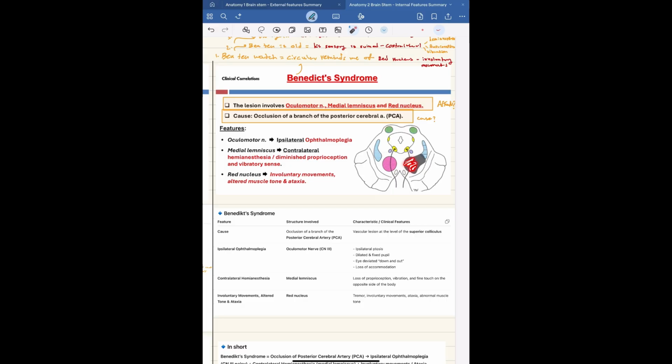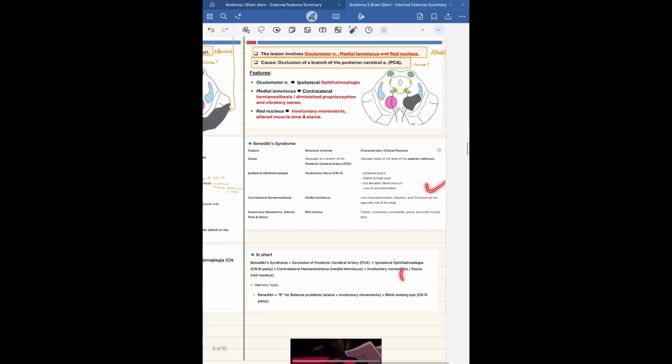And you got a lesion in the red nucleus itself. Red nucleus, which is responsible for motor related, let's say. Think of it that way. That's how I like to think about it. So I will get involuntary movements, altered muscle tone along with ataxia. Okay? To help you remember this further, again, these are the tables.